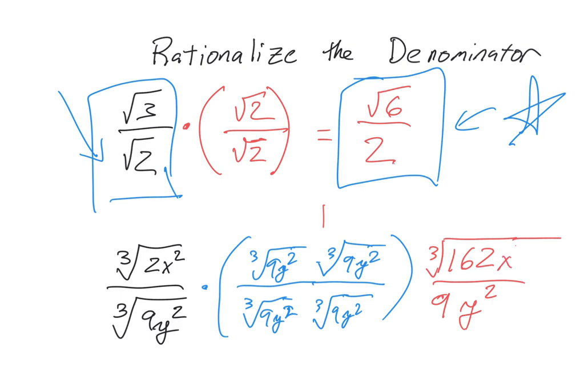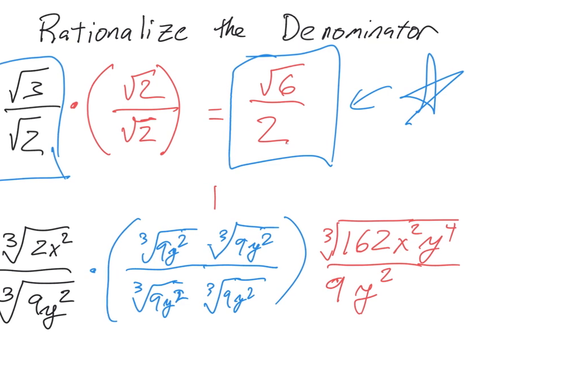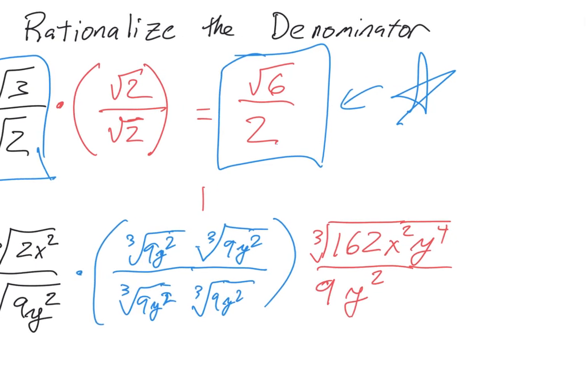X squared, y to the 4th power. X squared, there's no other x's, so it says x squared. Y squared and y squared is y to the 4th. And at that point, we are like 98% of the way there.